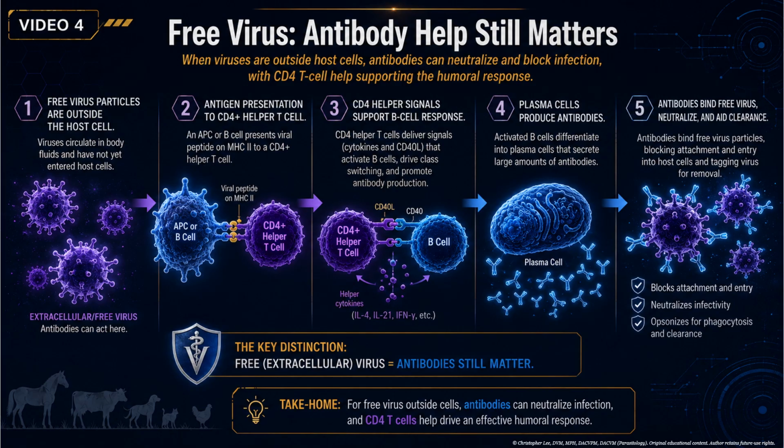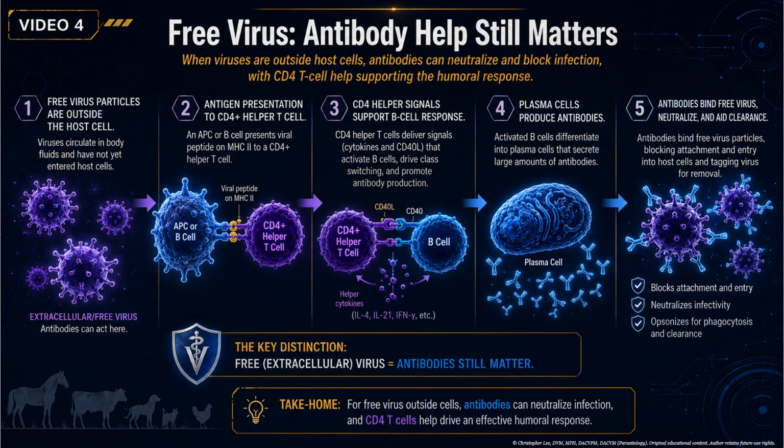B cells can bind antigen, but to generate a strong, high-quality class-switched antibody response, they usually need help from CD4 T cells. That help includes cytokines and contact-dependent signals interacting on B cells.